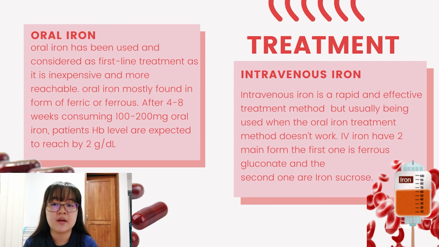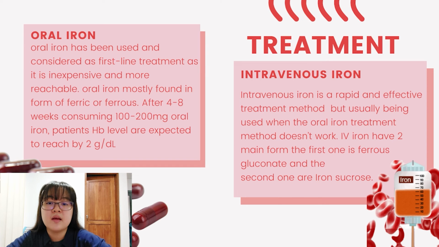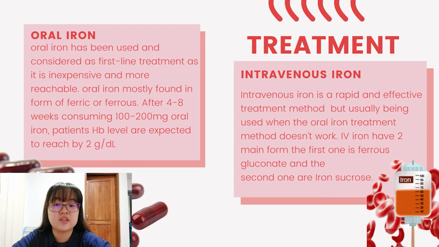The other treatment is IV iron, or intravenous iron treatment. This treatment has a rapid and effective effect but can only be used when the oral iron treatment doesn't work. IV iron treatment has two main forms. The first one is ferrous gluconate, which can be given in a single dose, and the other one is iron sucrose, which must be given in multiple doses for full replacement. Studies also directly compared IV iron to oral iron, and the result is that the IV method is more effective.